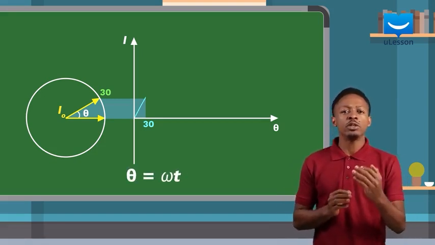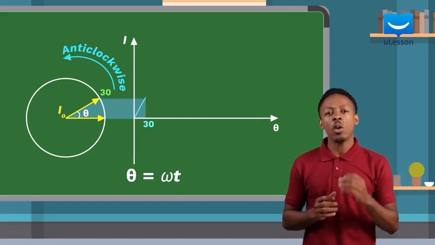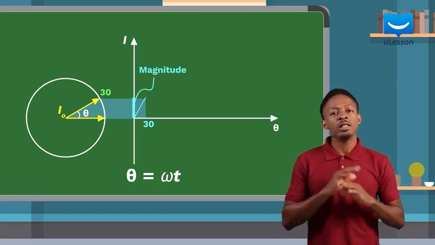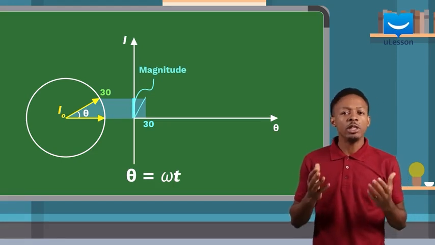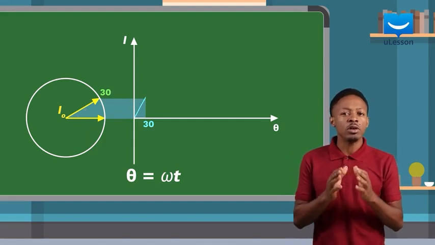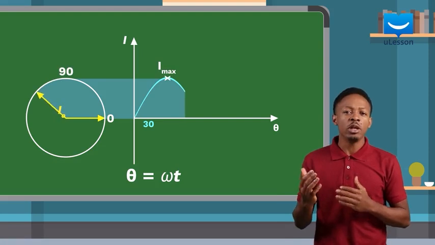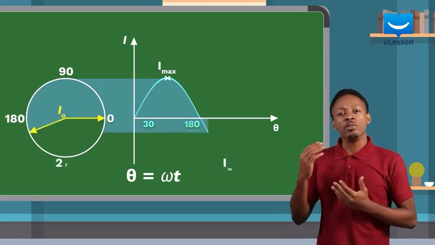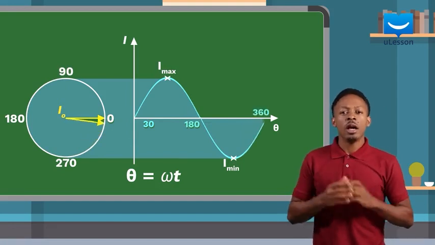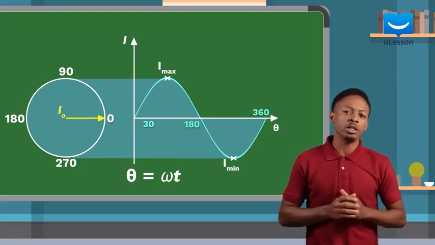Note that the phasor rotates in an anticlockwise direction. The projection of the vector on the y-axis, which is the y component of the vector, is the magnitude of the current at any time t. We can visualize this using the illustration on your screen. As the current starts flowing, it flows from 0 until it reaches the maximum value, then goes to 0, then goes to the minimum value, and from there goes back to 0. As you can see on the screen, the phasor diagram is back to where it started.